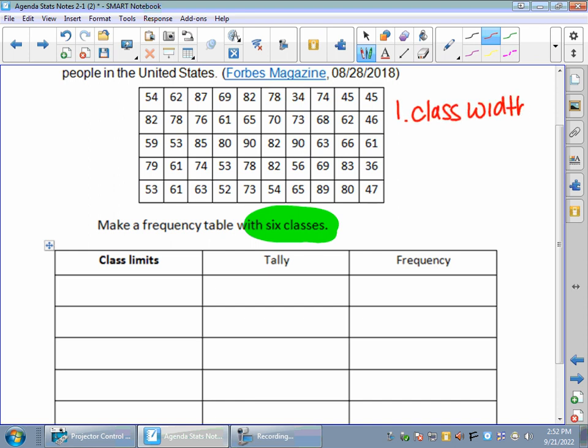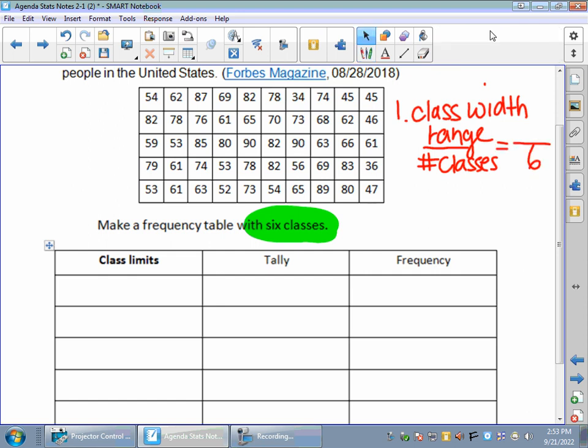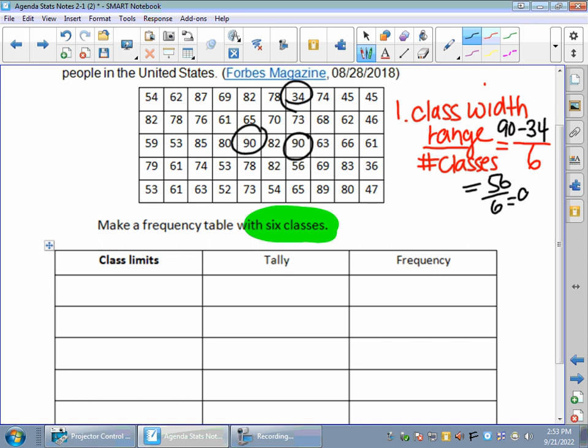Remember, the class width is the range divided by the number of classes. Well, I just told you that I want 6 classes. The range is the highest minus the smallest value. I'm pretty sure I'm seeing a couple 90s up here as my highest value, and I see a 34 as my smallest value. So 90 minus 34 is 56, divided by 6. I believe that comes out to 9.3 repeating.